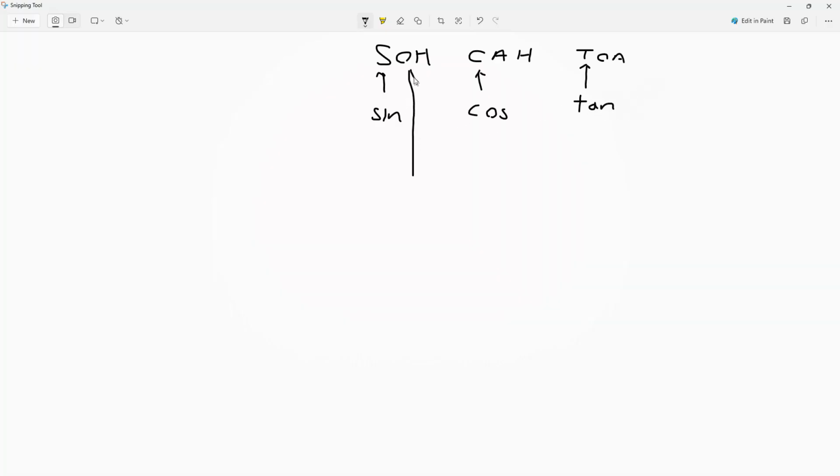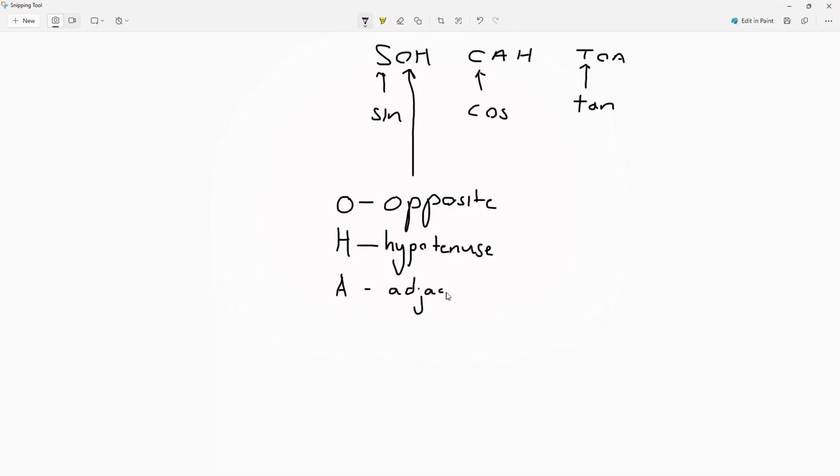And the subsequent letters over here represent O for opposite, H for hypotenuse, and A for adjacent. I'm using a mouse, by the way. This is why my handwriting is not that good.